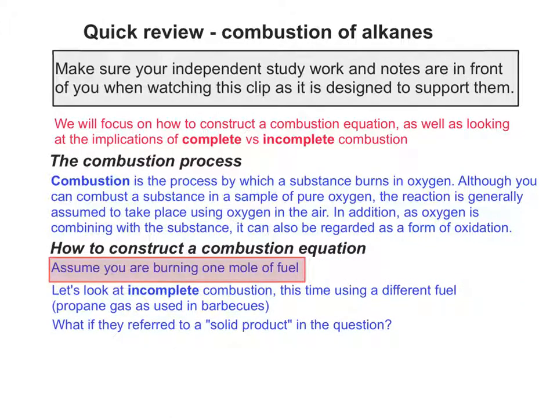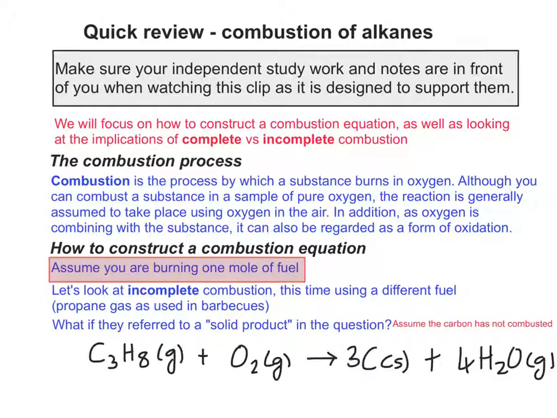Sometimes what they might do is refer to a solid product in the question. What do you do in that situation? Well, obviously then you can assume that it's carbon. So what you do in this particular case is put in the 3 carbons as your solid product. So this would be propane, where the carbon hasn't actually burnt at all. Only the hydrogen is burnt to make water. So if you look at the number of oxygens that you've got on the right hand side, obviously now you only need 2 moles of oxygen molecules on the left hand side, so it's a lot less required.